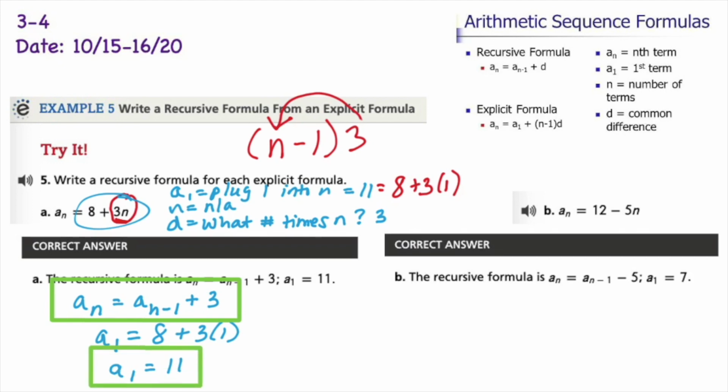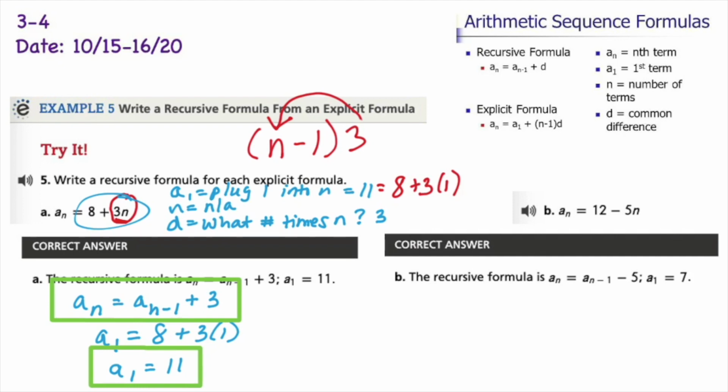So go ahead and pause the video and try to do it on the right-hand side. Again, you need to identify a sub 1, n, and d. And I gave you the little clues of how to find that with the writing in blue. And go ahead and pause it and come back and check your work after you're done.